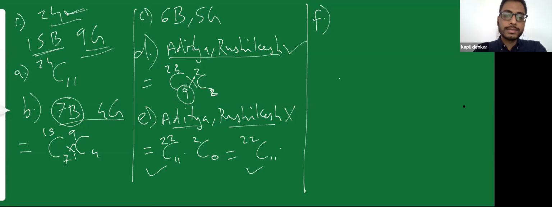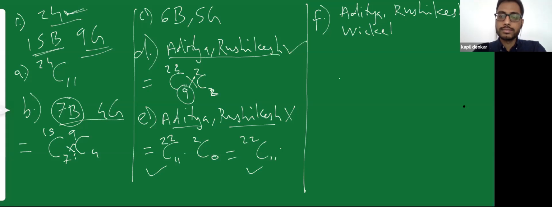Okay, so now let's consider another scenario where, again, my 2 favorite students, Aditya and Rushikesh, both of them are wicket keepers. So definitely I will need to select one of them on my team. But the problem is that I'm going to select just one. I cannot select Aditya and I cannot select Rishikesh both.